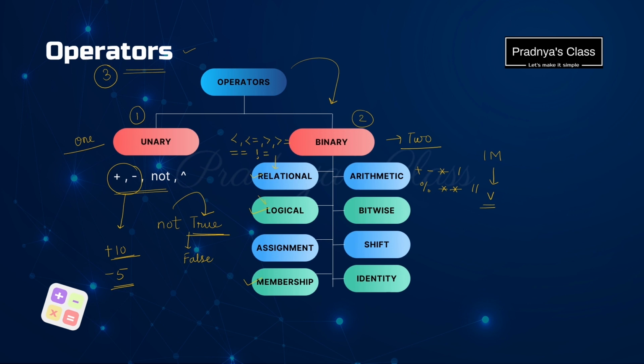Now let's talk about the logical operators. There are 3 logical operators, and, or and the third one is not.